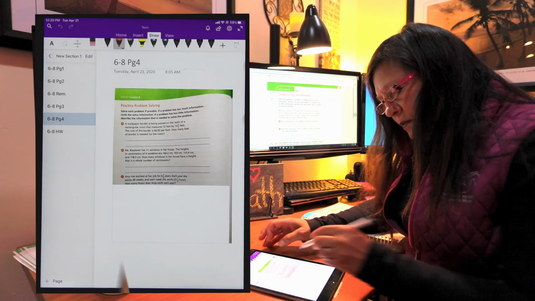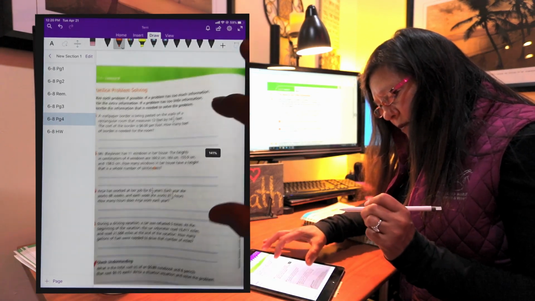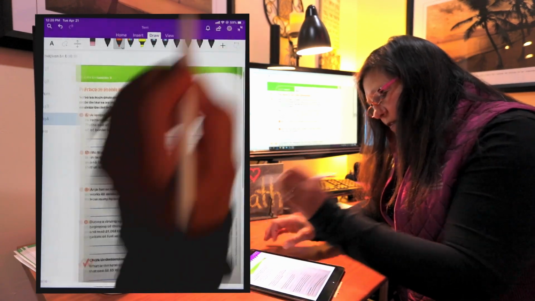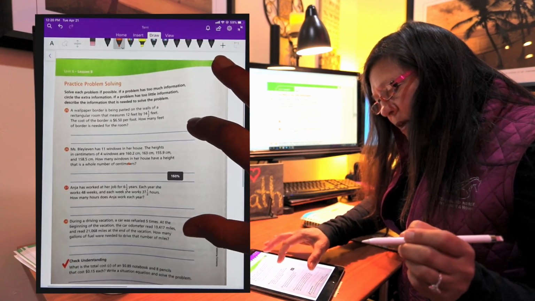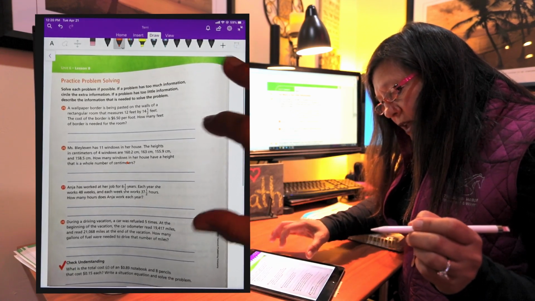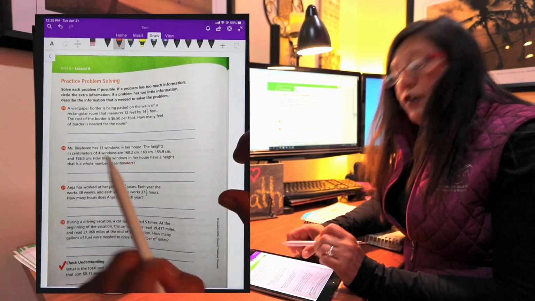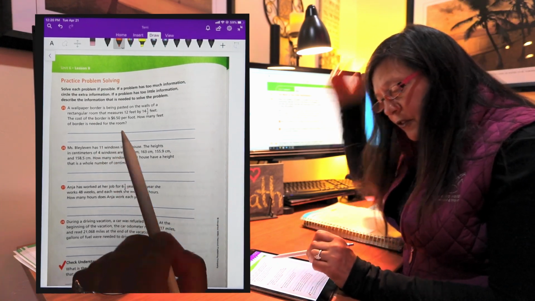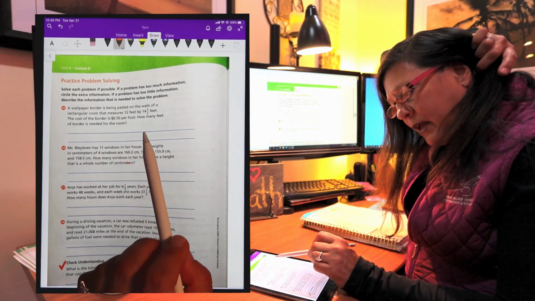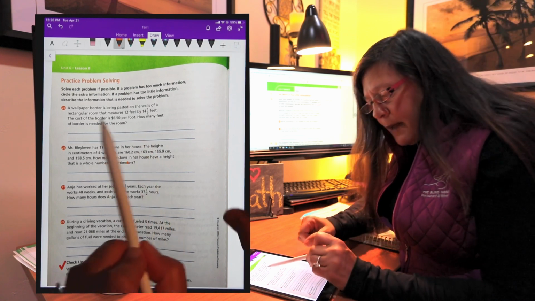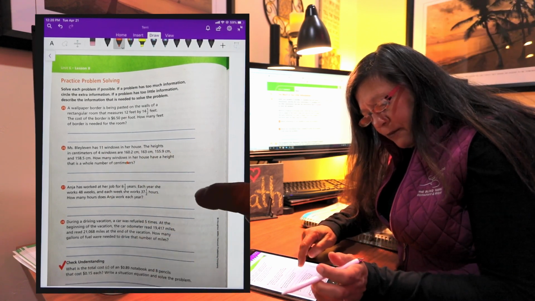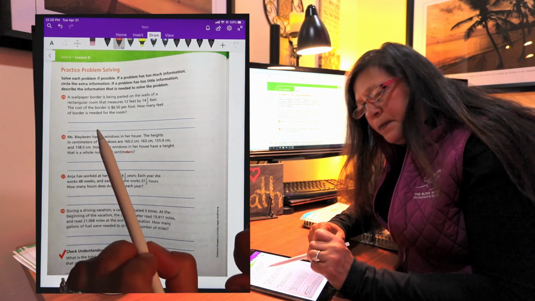Page 264. More problem solving. Gotta give it a minute to come up. Here we go. Solve each problem, if possible. If a problem has too much information, circle the extra information, so that's what we're going to do. If a problem has too little information, describe the information that is needed to solve the problem. So let's go through these together.